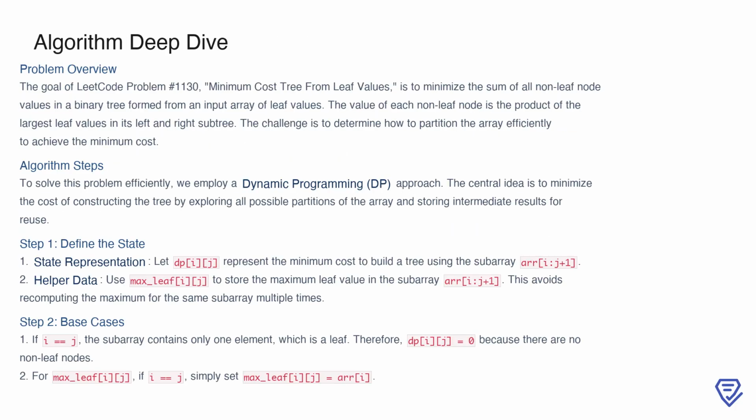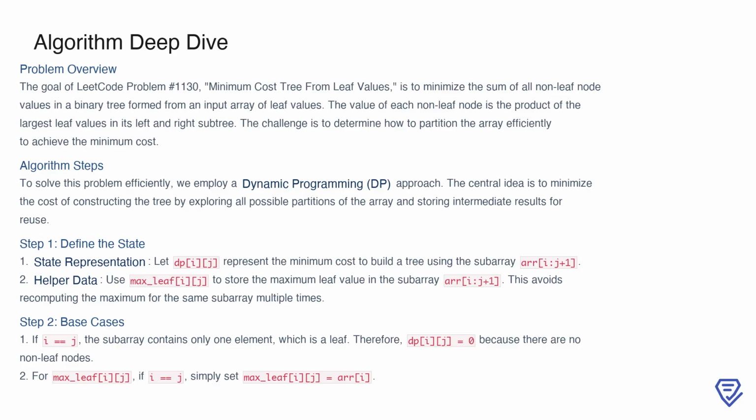In this problem, our goal is to minimize the sum of all non-leaf node values in a binary tree formed using a given array of leaf values. The value of each non-leaf node is determined by the product of the largest leaf values in its left and right subtrees. To achieve this, we need to determine the most efficient way to partition the array to minimize the total cost. The key to solving this problem lies in using a dynamic programming approach, which allows us to explore all possible partitions while storing intermediate results to avoid redundant calculations.